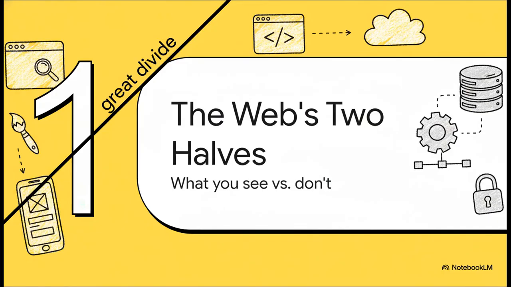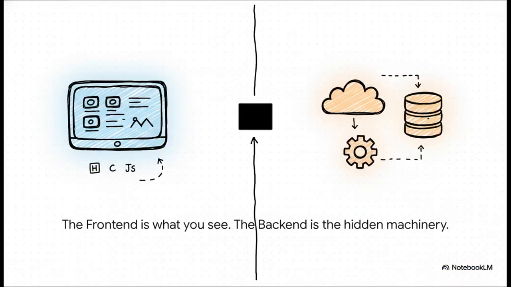Okay, so to really get this, we have to start with the single most important concept in all of web development, this great divide between the front end and the back end. This separation is absolutely key. So on one side, you've got the front end. That's your screen. It's the buttons, the text, the images, all the stuff built with HTML, CSS, and JavaScript. It's literally everything you can see and touch.